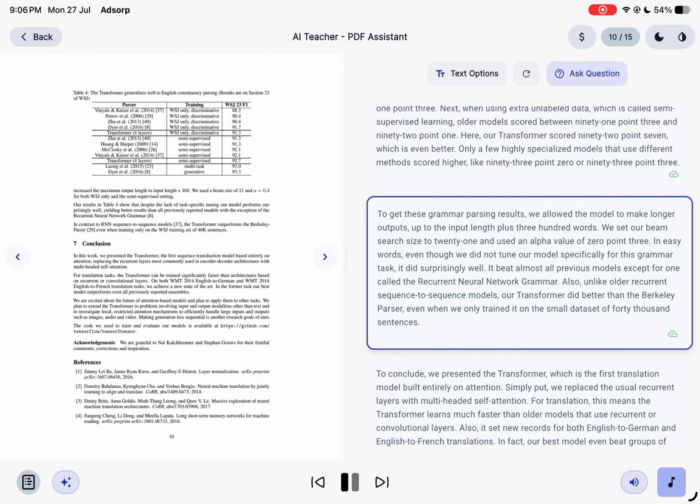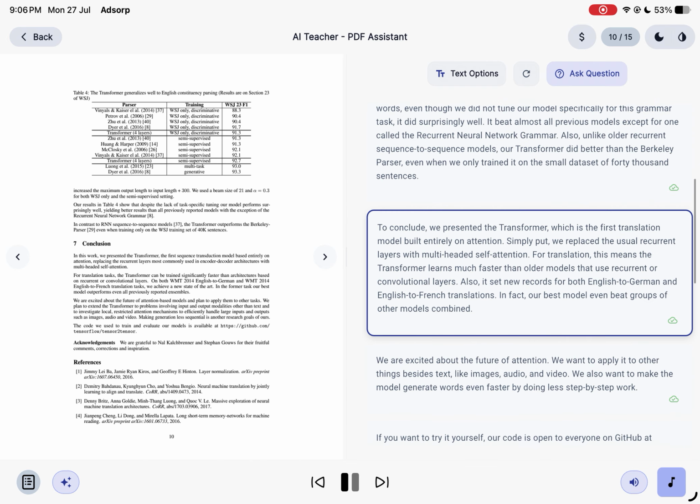In easy words, even though we did not tune our model specifically for this grammar task, it did surprisingly well. It beat almost all previous models except for one called the Recurrent Neural Network Grammar. Also, unlike older recurrent sequence-to-sequence models, our transformer did better than the Berkeley parser, even when we only trained it on the small dataset of 40,000 sentences.